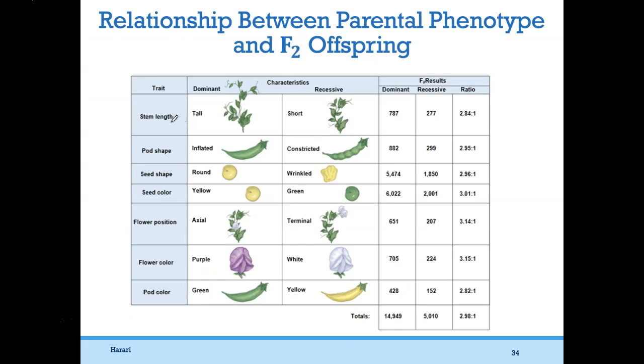So Mendel looked at stem length, seed color, and flower color, but also 4 other traits, and the F2 results were consistent. Out of 20,000 different specimens, he saw that there was a 3-to-1 ratio in a monohybrid cross of the F2 offspring. So when you mate 2 hybrid organisms together, you get a 3-to-1 ratio in the F2 generation, where 3 out of 4 show the dominant phenotype, and 1 out of the 4 shows the recessive phenotype.